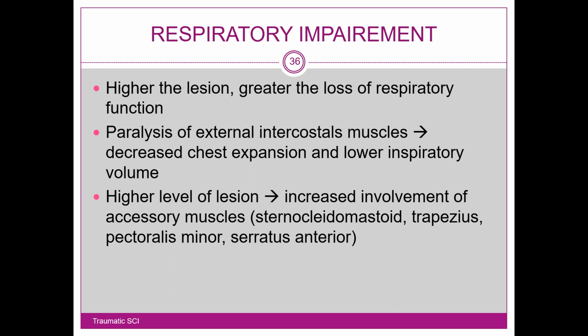Paralysis of the external intercostal muscles leads to decreased chest expansion and lower inspiratory volumes. A higher level of lesion leads to increased involvement of accessory muscles, that is sternocleidomastoids, trapezius, pectoralis minor, and serratus anterior. Accessory muscles also play an important role when the chief muscles are not working.